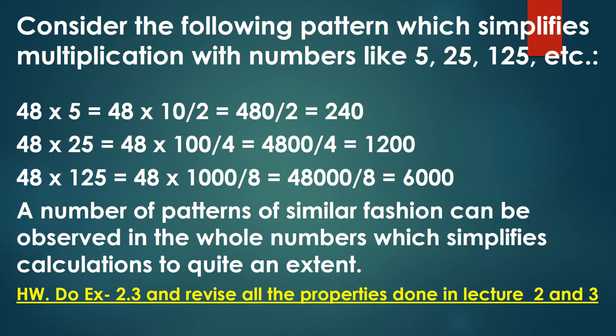Now see the next pattern. Consider the following pattern which simplifies multiplication with numbers like 5, 25, 125, etc. Now our example is 48 multiplied by 5. How can we write down 5 in this? We can write down 5 as 10 divided by 2.